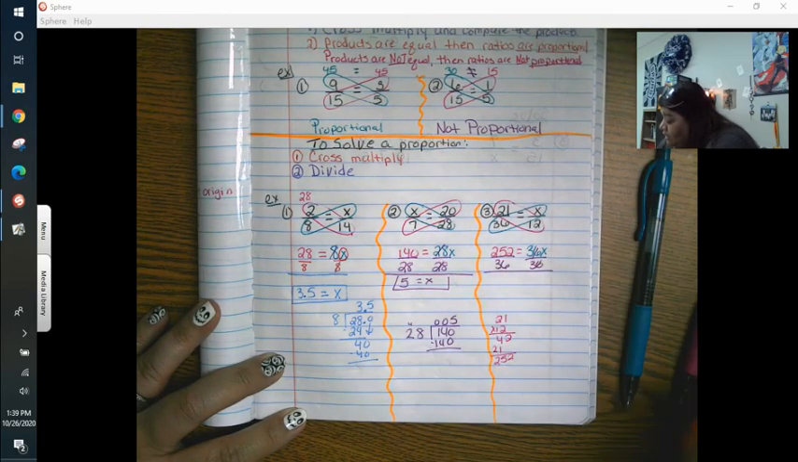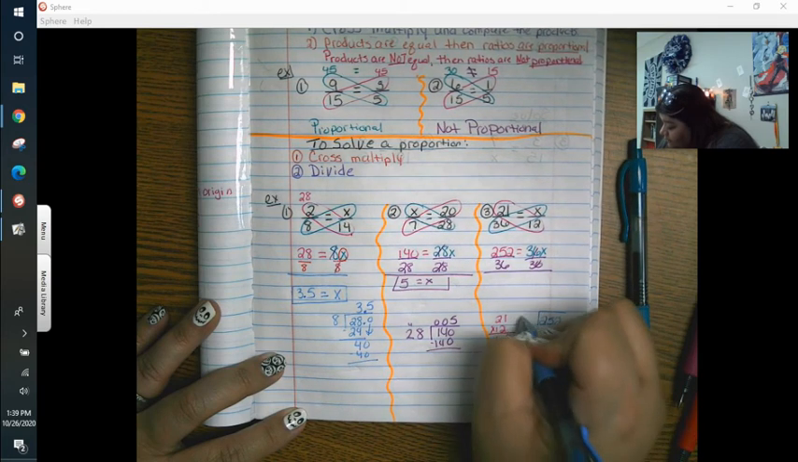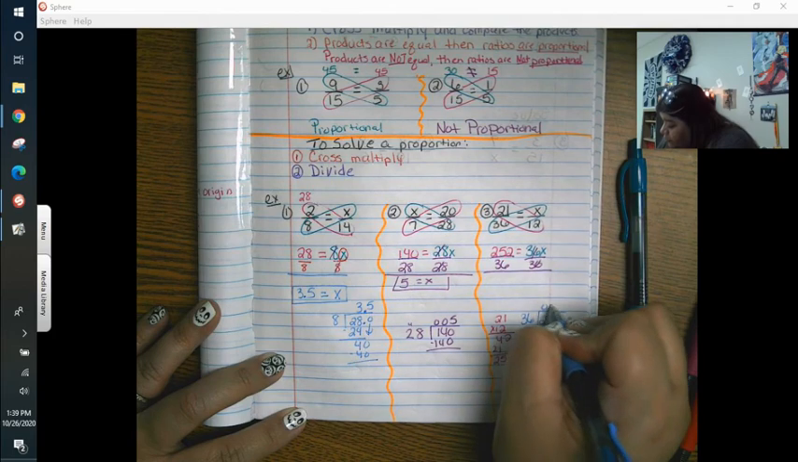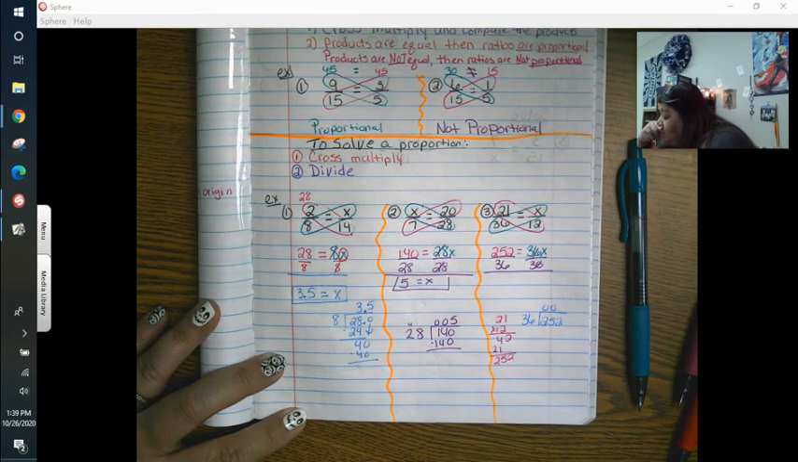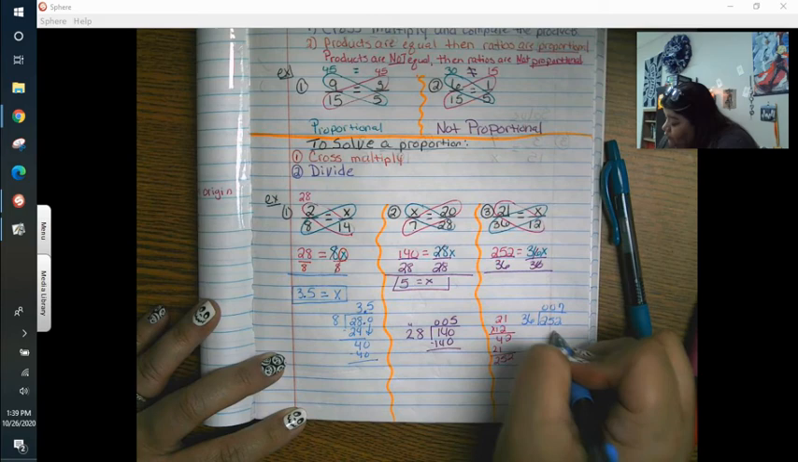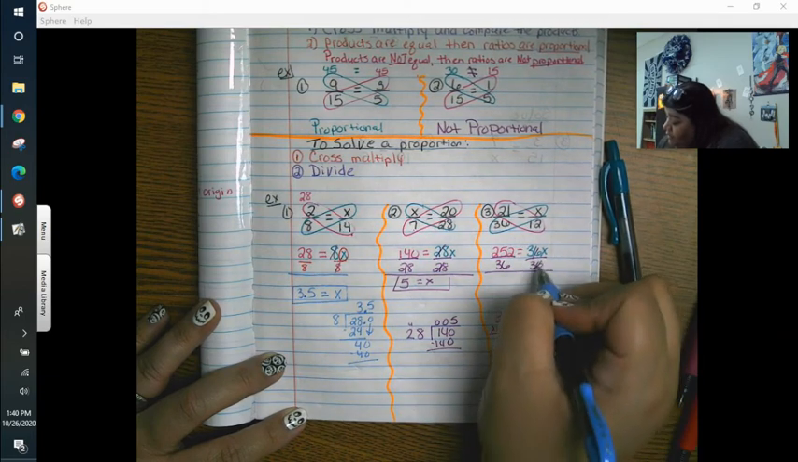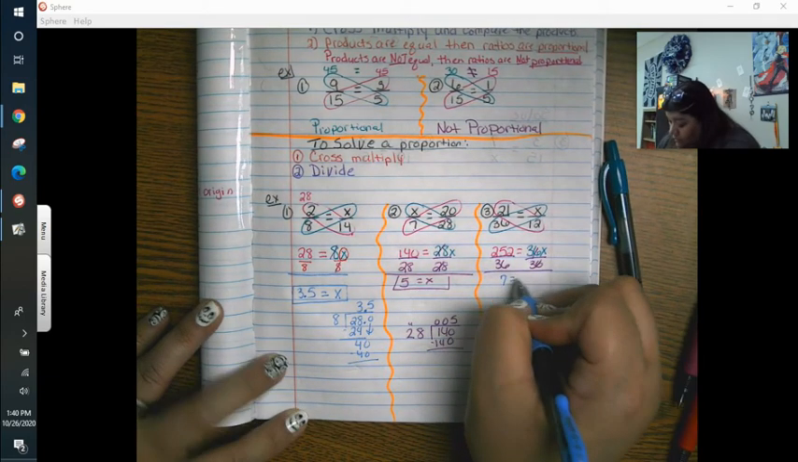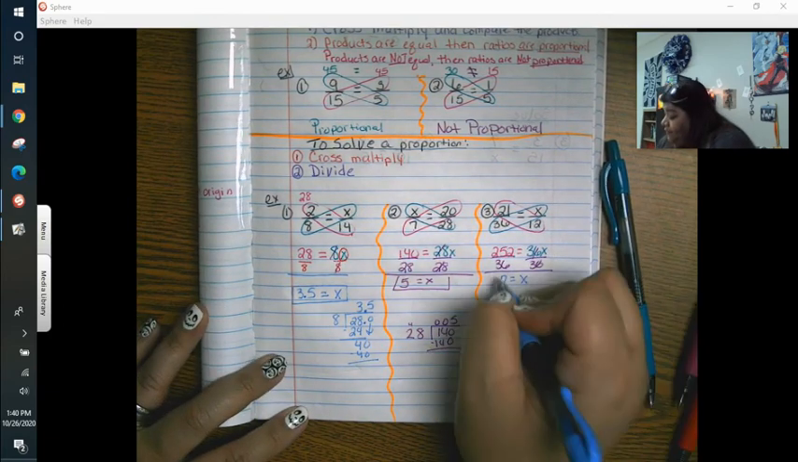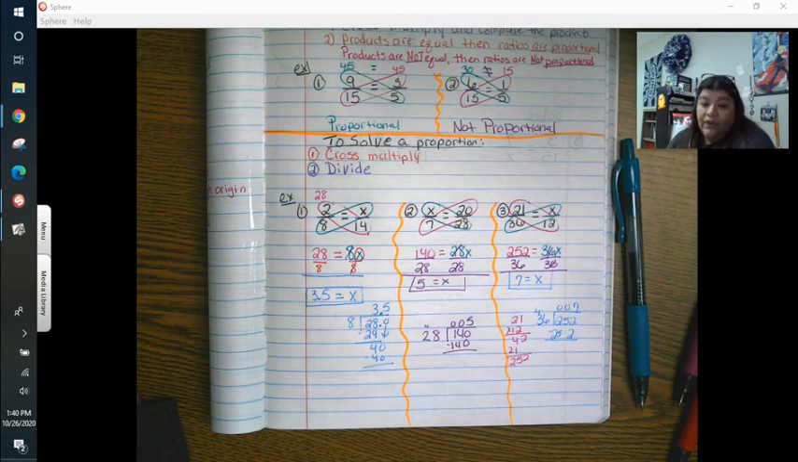Okay, so let's do our math skills here. Let me think. 7 times 6 is 42. 7 times 3 is 21. 252. Awesome. So 7 equals x. Okay? And 7 belongs right there. All right? And that's how you figure those out.